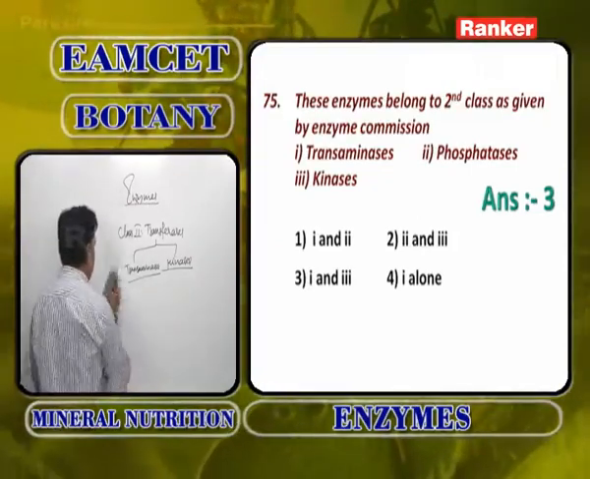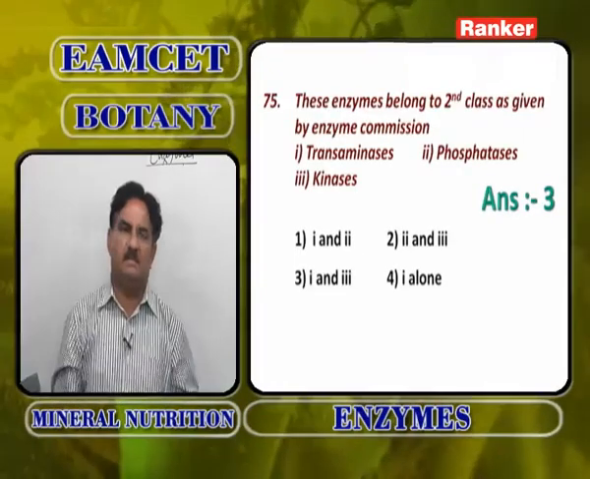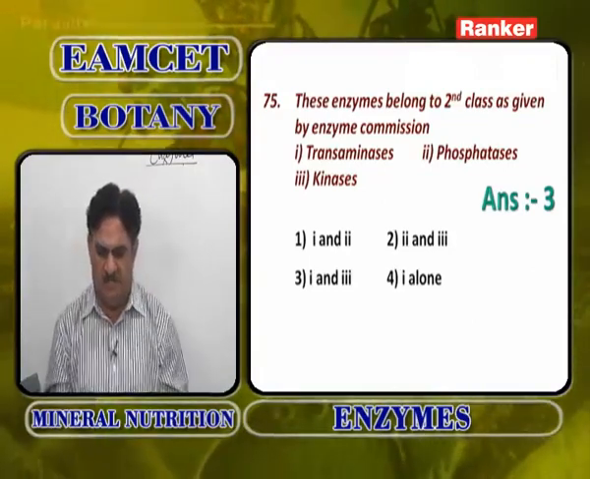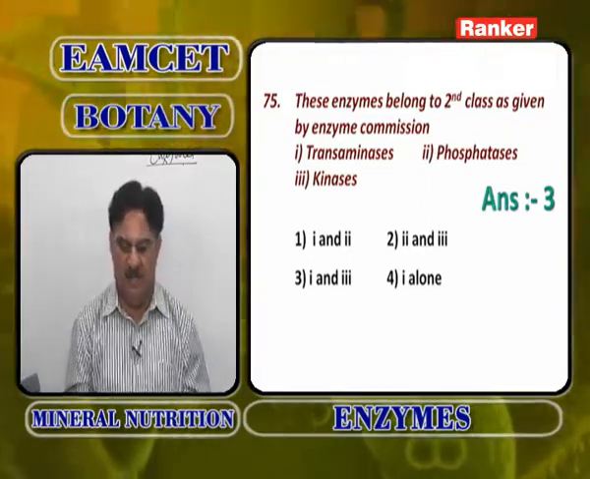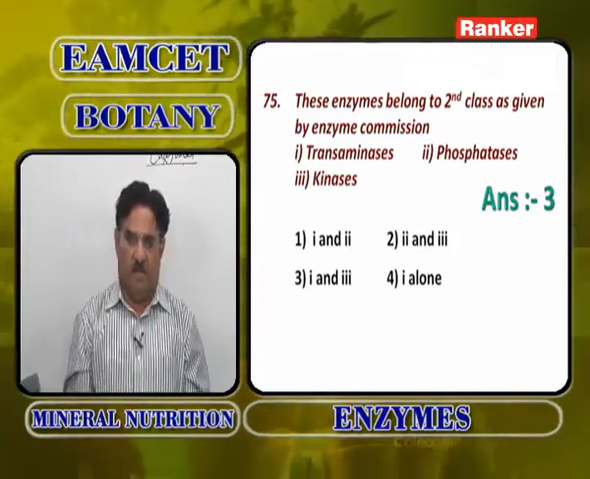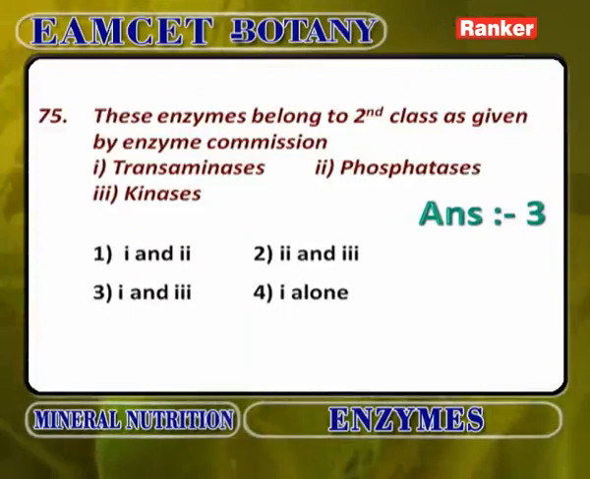Enzyme commission classified enzymes into 6 major classes. Class 1 is oxidoreductases, class 2 is transferases, class 3 is hydrolases, class 4 is liases, class 5 is isomerases and class 6 is ligases or synthetases. In these classes again subclasses, again subclasses and finally serial number. What is 2nd class? Transferases. Subclasses are transaminases and kinases, because phosphatases belong to hydrolases. Phosphatases remove phosphate from the substrate, so they belong to 3rd class. So here 1 and 3 is the answer, 3rd option.